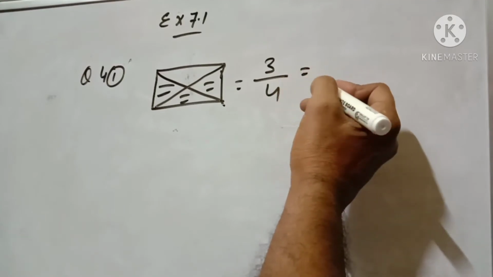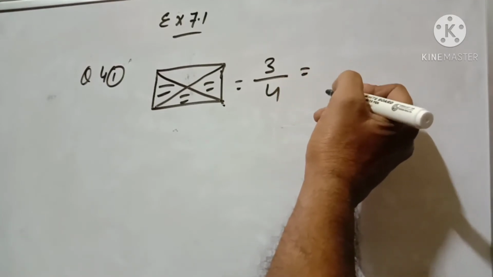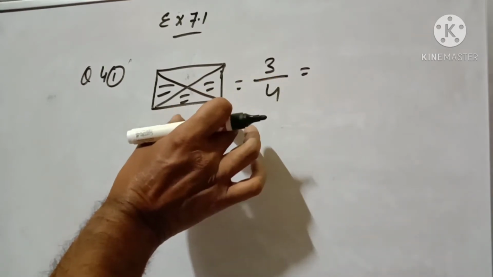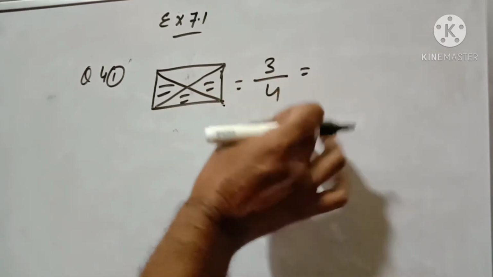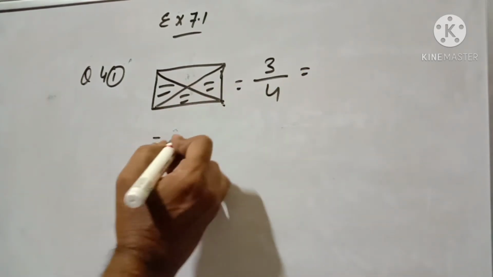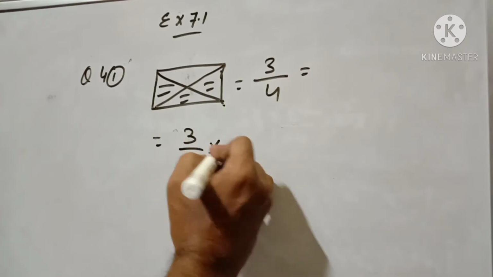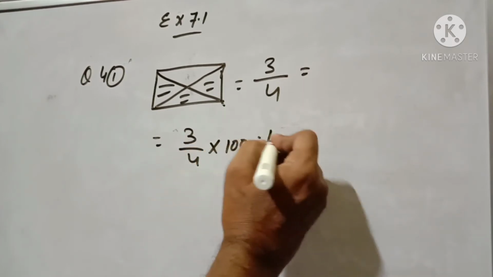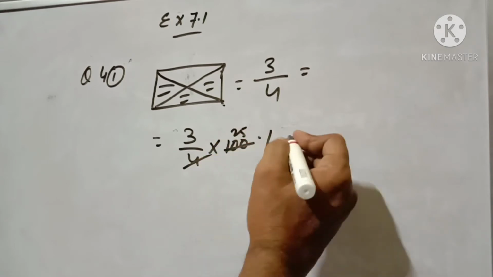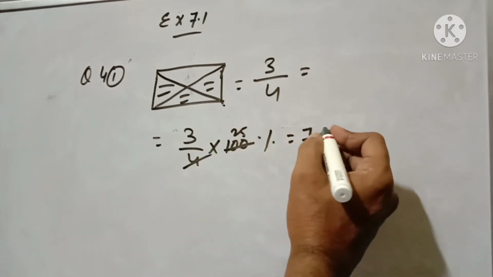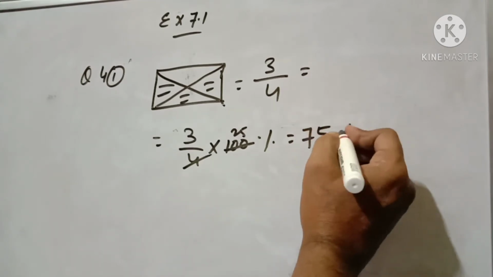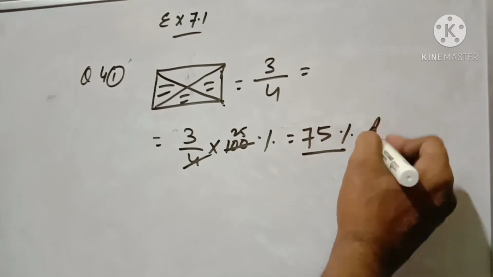3 by 4 we have to convert into a percentage. First of all, write according to the figure, out of 4 parts, 3 parts are shaded, so that is equal to 3 by 4, and we have to find its percentage. So 3 by 4 into 100, give percentage sign, this will be 4 fives are 100, so 75 percentage. 75, give percentage sign, 75%. This is our required answer.